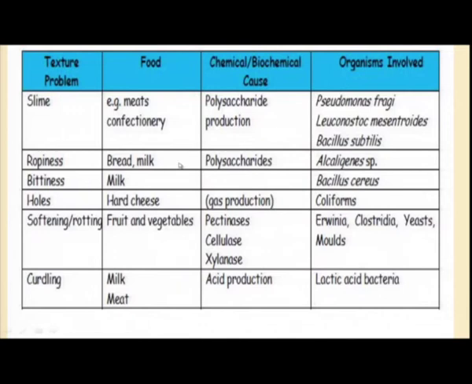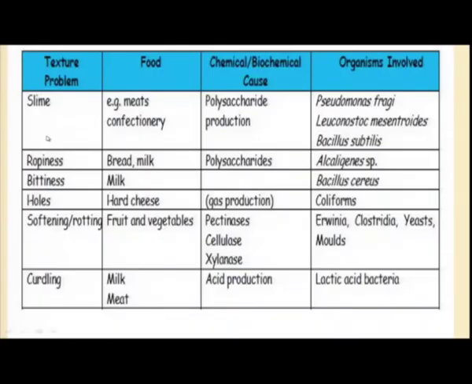Then in bread, milk, etc., you see rope-like structures. The chemical basis is the presence of polysaccharides, mainly by Alcaligenes species. In milk, you have a bitterness, which is caused by Bacillus. Hard cheese can have holes present. These holes are because of the production of gas. So, as the gas escapes, you have holes getting formed in the cheese concerned. This is caused by coliforms.